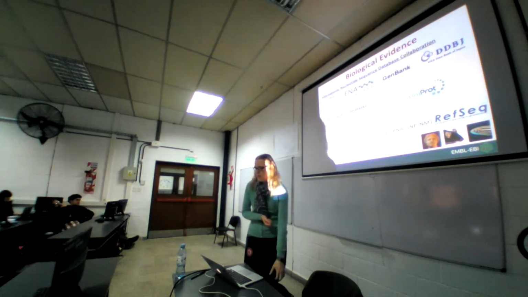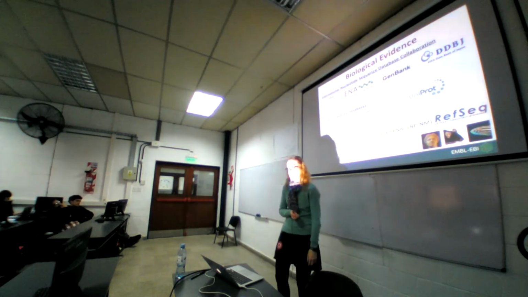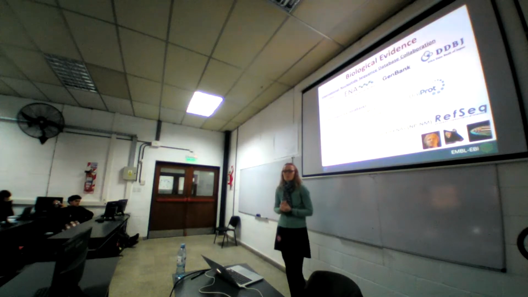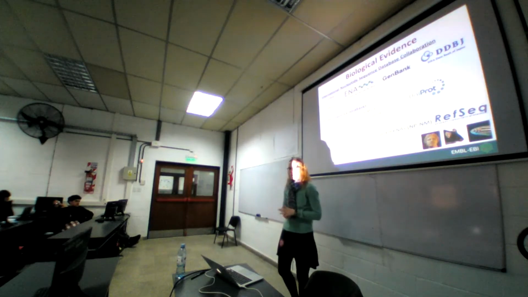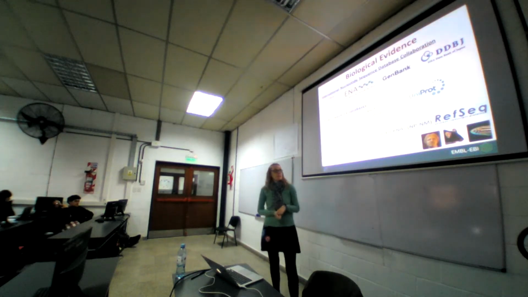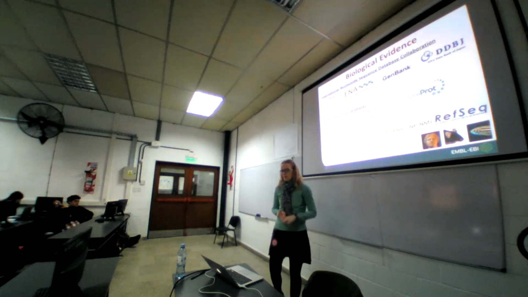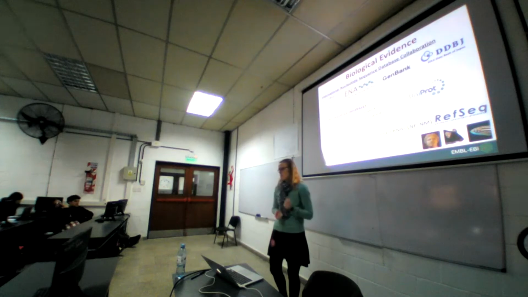This is the evidence that we use to make these predictions. We use nucleotide data from the INSDC, which is the International Nucleotide Sequence Database Collaboration. That is a collaboration between ENA at EBI, GenBank at NCBI, and the DNA Database of Japan. They exchange data on a daily basis.